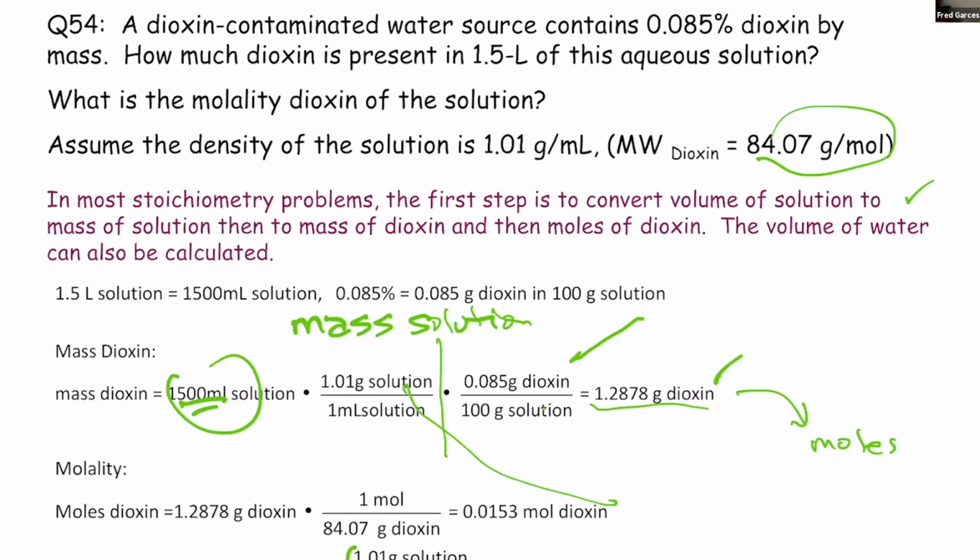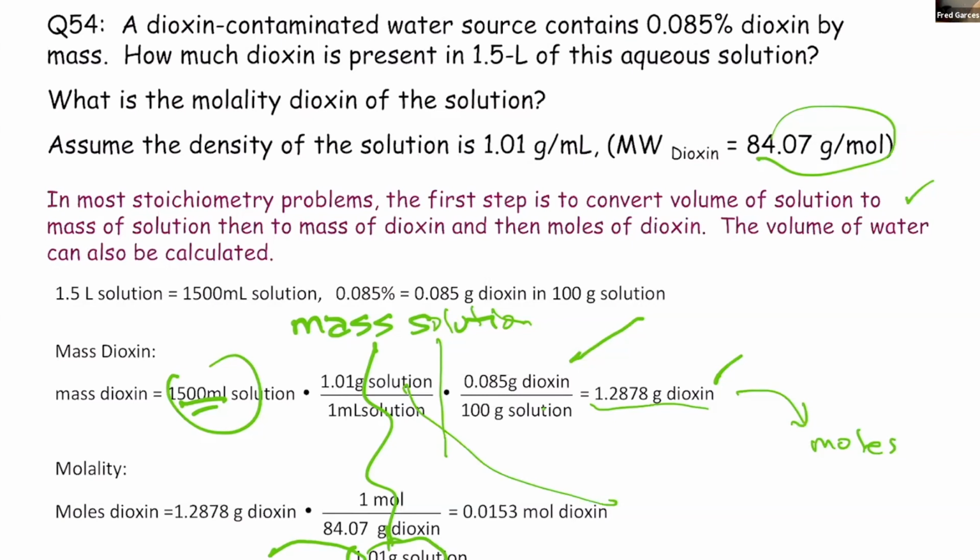Here we're using the density of the solution with the volume of the solution. That gives you the mass of the solution, and then we subtract off the mass of the dioxin. So what we have is 1,513.71 grams of water. It's not 1,500 grams of water, because remember, the density is not 1. Now we can convert it to the molality.